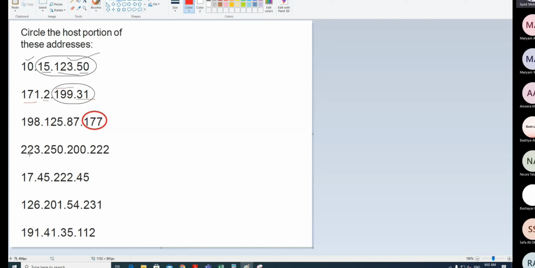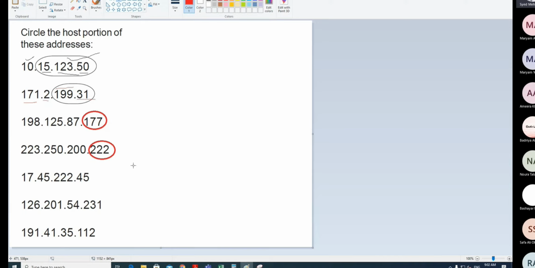In this one, can you tell me, is it class A, B or C? 223.250.200.222. Class C. Yes, class C. So what is the host portion here? The last one. Good. Okay, so this is the host portion. Tell me this one. 17.45.222. Is it class A, B or C? Class A. Okay, good.